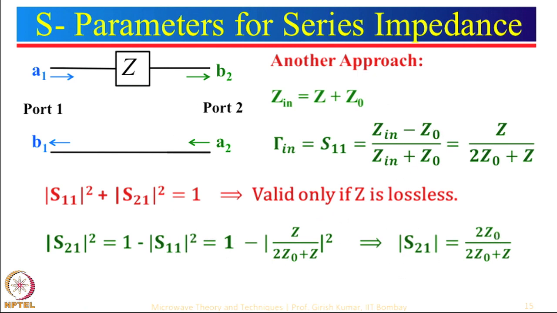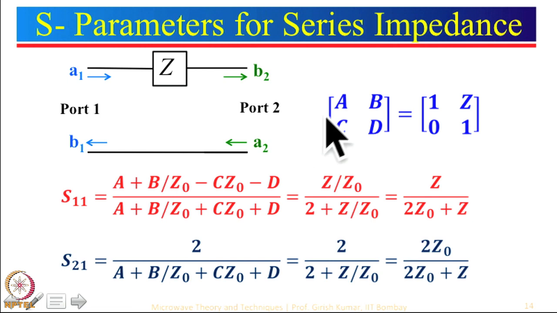Of course, we can solve it directly if it was a simple series element. But now imagine if it had another element here, another there, and multiple elements are there. Then solving using this particular approach will become very, very complicated. So, for all these cases, it is better that you use this particular approach where you find the ABCD matrix of the cascaded network. So let there be n number of terms over here, multiply all of those, find the overall ABCD matrix, and then just use this particular formula to find out the overall S parameters.